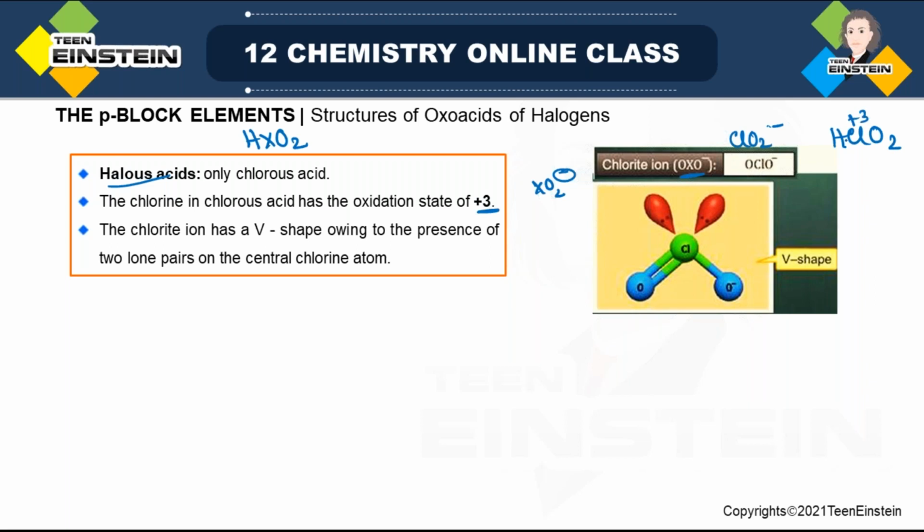Now this is also sp3 hybridized, right? But here 2 lone pairs are present, because at the second coordination site there is also oxygen. So if you are not considering the lone pair, the shape will be like an inverted V. Though the actual geometry is tetrahedral, without the lone pairs the shape is V. Chlorite ion has a V shape owing to the presence of 2 lone pairs on the central chlorine atom.